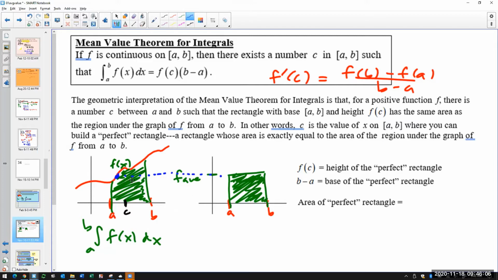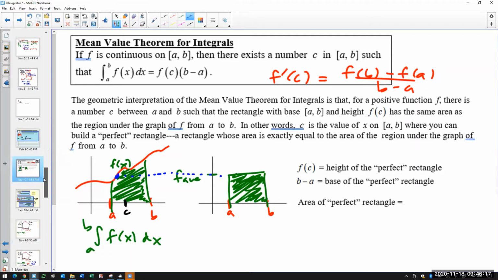You don't actually need to know the mean value theorem for integrals. What you really need to know is the formula for average value. But this visually is what average value is. We're going to show that visually with M&Ms in a few seconds.